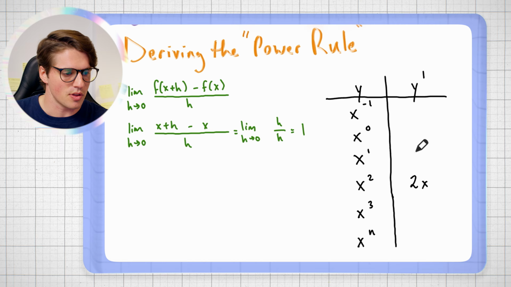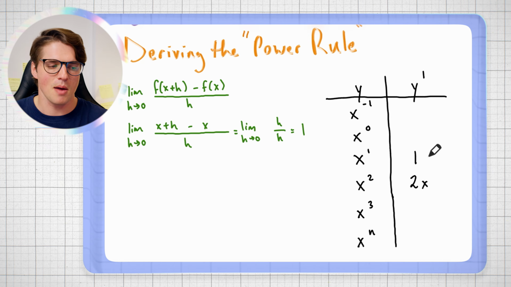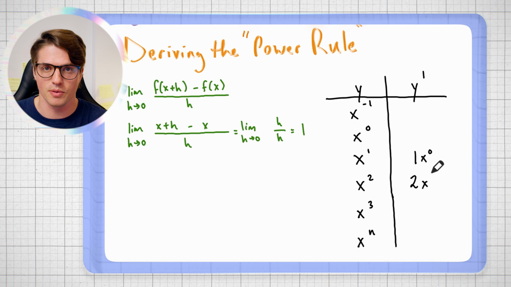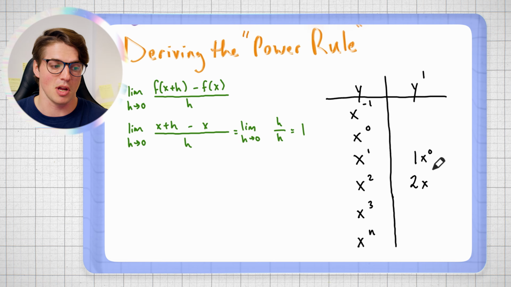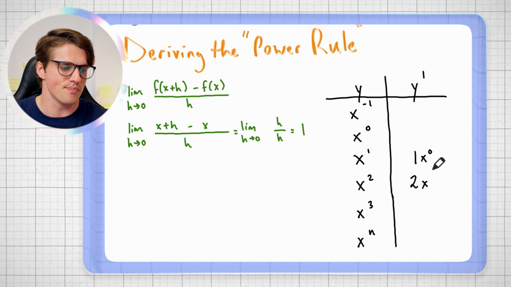So there we are. And I'm going to do something kind of interesting. I'm going to write 1x to the 0 next to it, okay? Because x to the 0 is just 1. I'm not changing anything by putting that there. So I'm going to put that there for now.